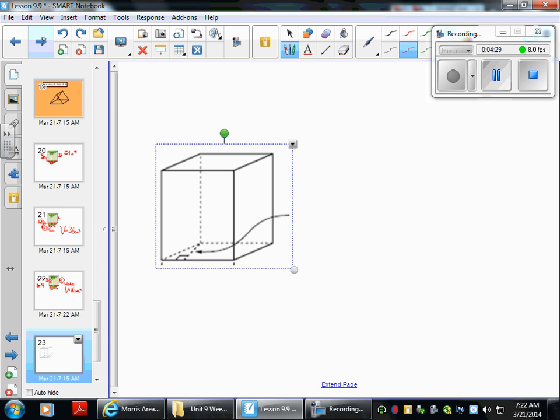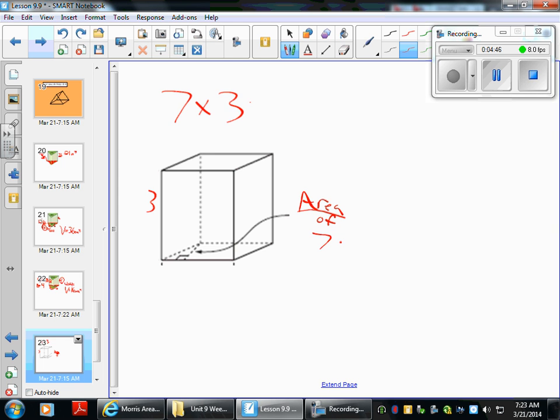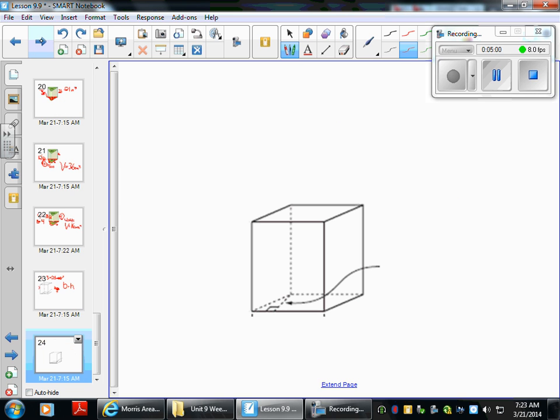Okay, so the next one. Same thing. They might give you one like this. You might say there's an area of 7, and the height is 3. In this case, if they give you the area, 7 times 3 equals 21 units cubed. That's all it is, 7 times 3. Base times height.